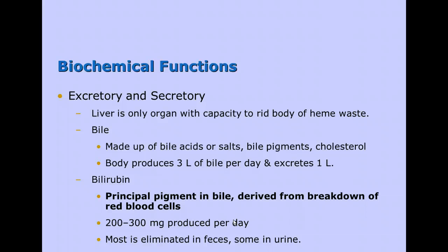It is made up of bile acids or salts, bile pigments, and extra cholesterol. The body actually produces about 3 liters of bile per day and excretes 1 liter of it. Then we have bilirubin. This is the principal pigment in bile. It is derived from the breakdown of red blood cells. We have about 200 to 300 milligrams of this produced per day. Most of it is eliminated in your feces and some of it is eliminated in your urine.